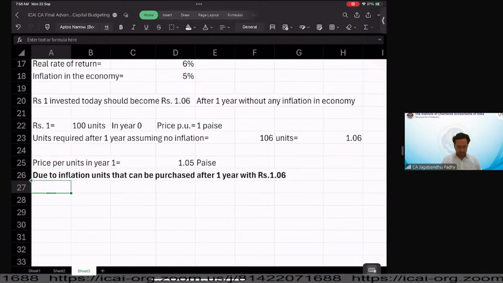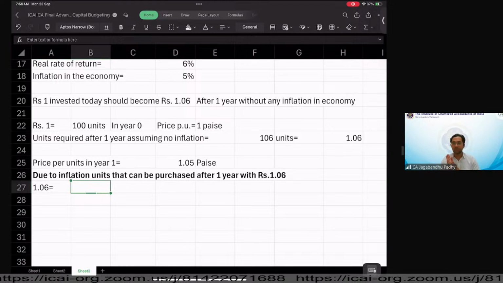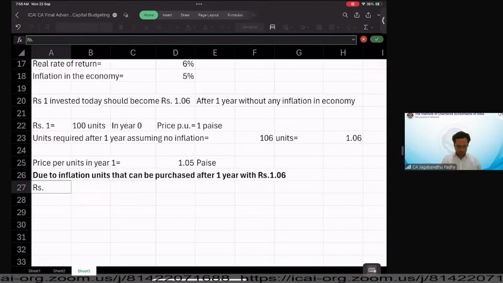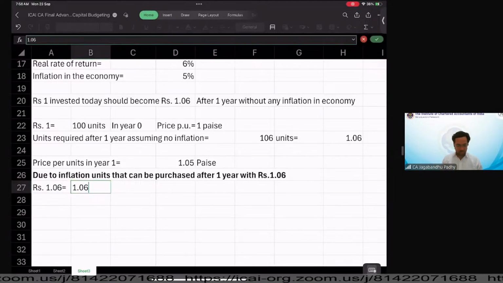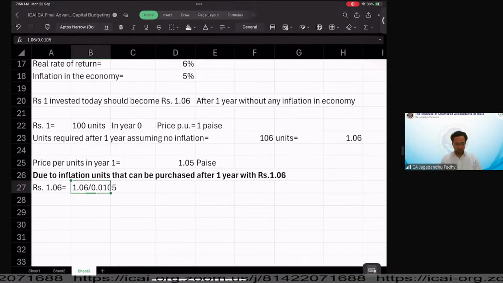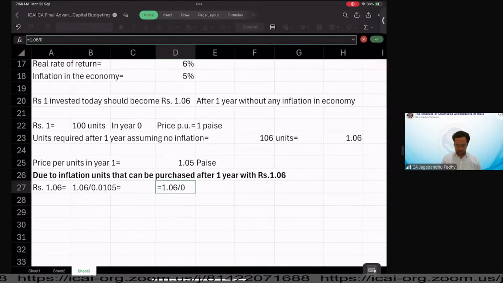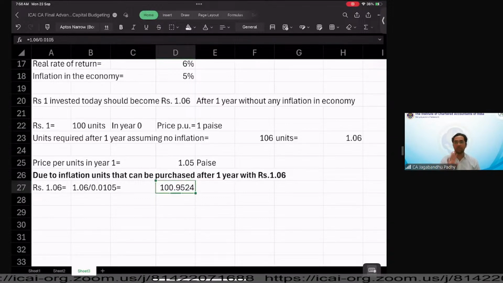So now due to inflation, this 1.06 rupee can fetch you how many units, guys? Tell me, 1.06 rupees is going to fetch you how many units? Can I say it's going to be 1.06 divided by 0.0105, which is nothing but 100.95 units only.